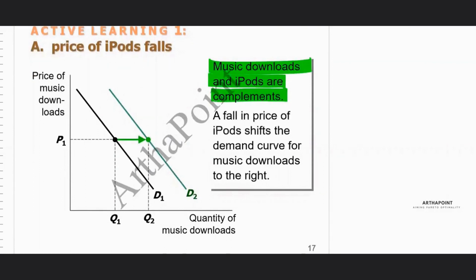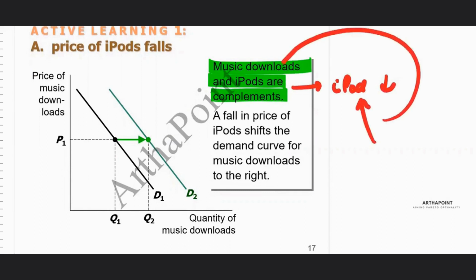So when the price of iPod falls, then people will demand more iPods. People will also therefore do more music downloads. So this means that the demand of music downloads will also increase. So the demand curve of music downloads will shift to the right. Nothing changed for music downloads. Its price and quantity remained the same, but people start demanding more of music downloads. So a fall in price of iPod shifts the demand curve of music downloads to the right.